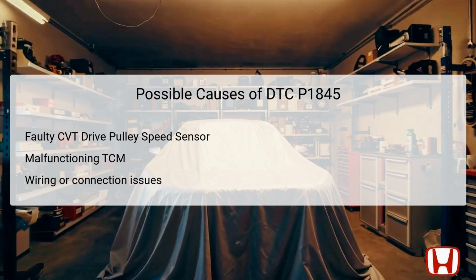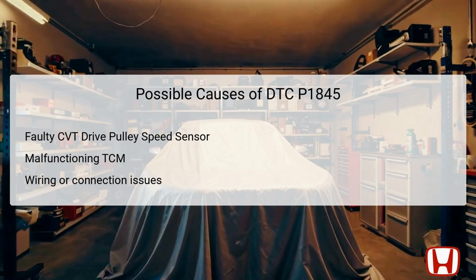DTC P1845 can arise from several sources, primarily affecting the CVT system. One common cause is a faulty CVT drive pulley speed sensor itself. If it is defective, it might send incorrect voltage signals to the TCM. Additionally, the TCM may malfunction, failing to interpret the signals correctly or generate appropriate responses.